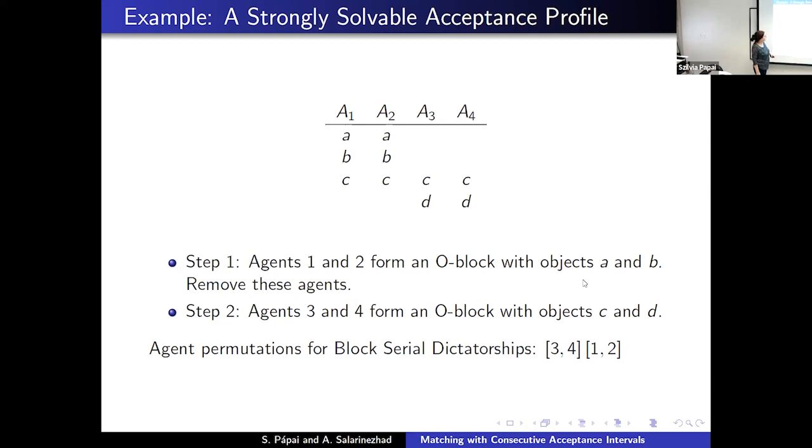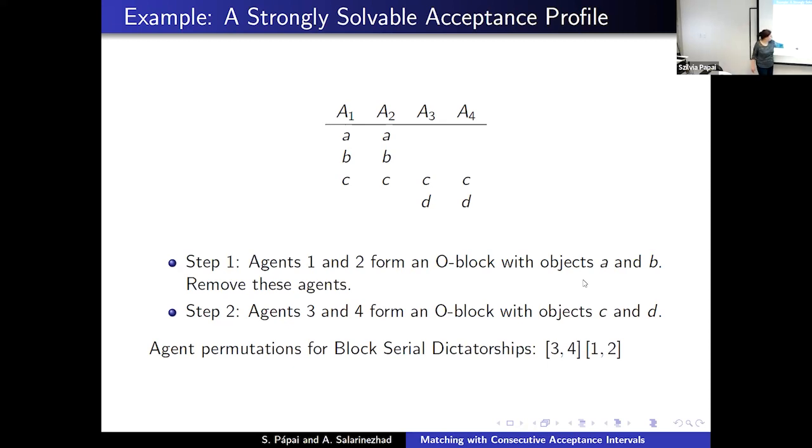In step 1, agents 1 and 2 form an O block with objects A and B. So objects A and B can only be given to 1 and 2. Then in step 2, agents 3 and 4 form an O block. In step 1 they don't have the O block; in fact, this is what I call an I block, but that won't confuse you, so let's stick with the O blocks. They get A and B, 1 and 2, and then agents 3 and 4. We are able to remove all the agents in O blocks, which means that these are flexible agents. So this is solvable.